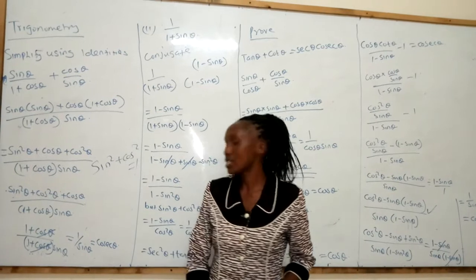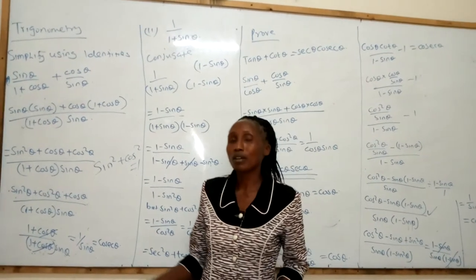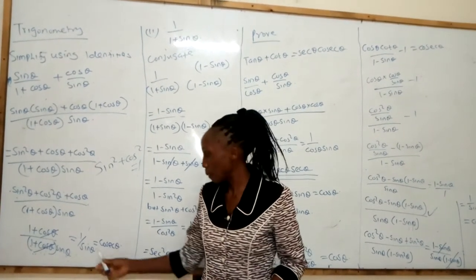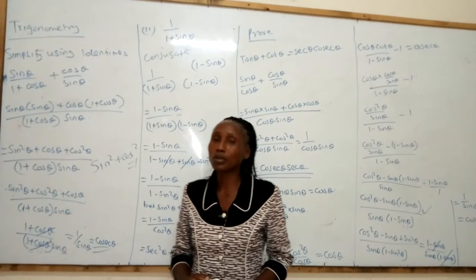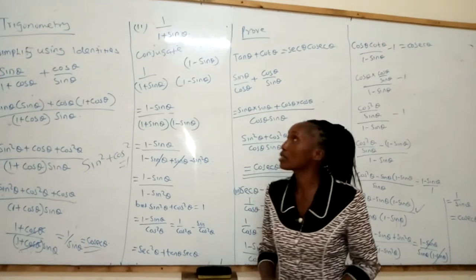1 over sine theta is the reciprocal, and 1 over sine is cosec theta. I gave you this in the previous lesson on the reciprocal identities. Let's go to example 2.